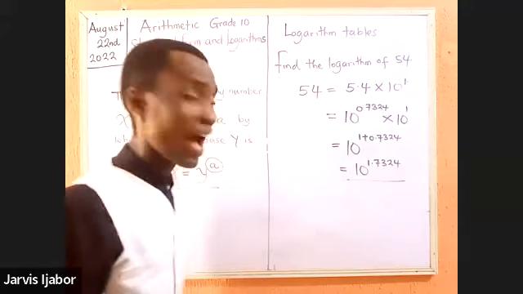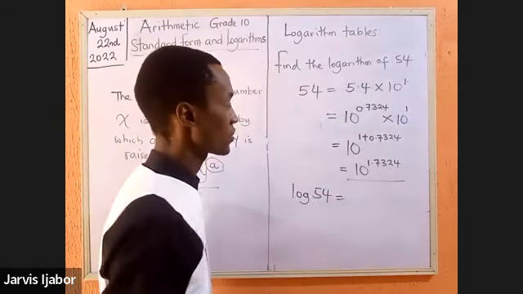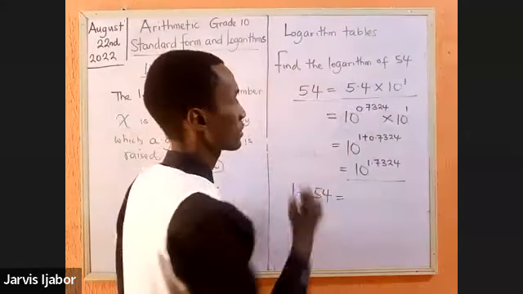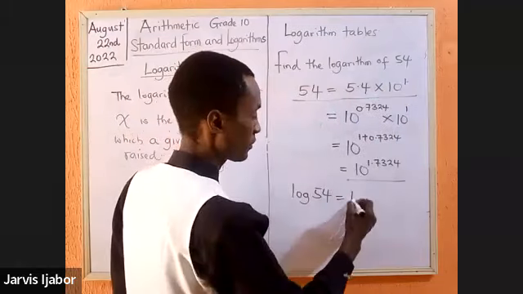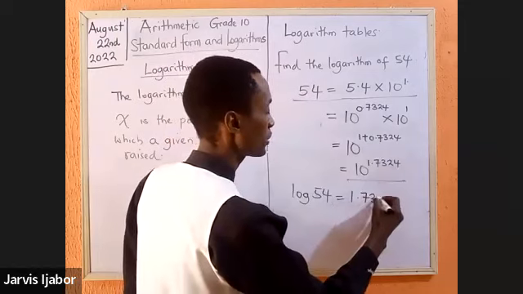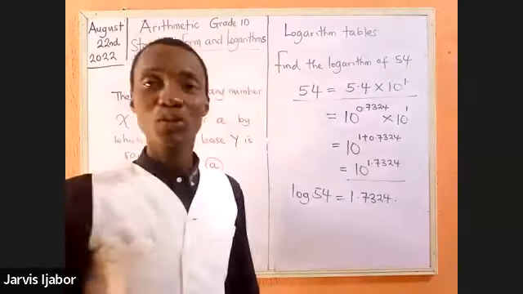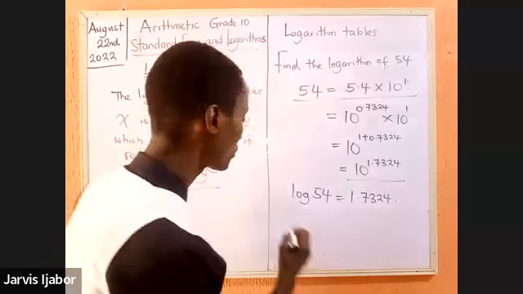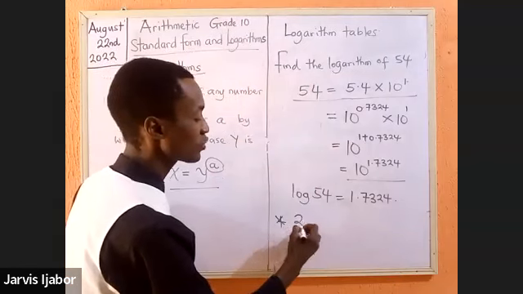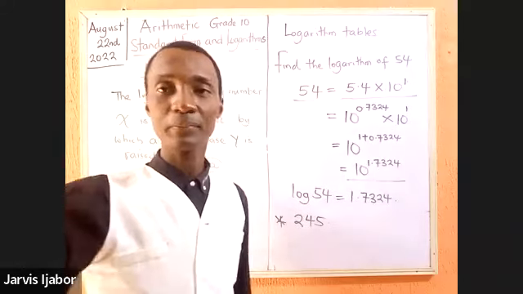Another format you can have is that the log of 54 will be equal to what? Once you've written out the standard form, you must do this line first. What is this? 1 point. Use your logarithm table. You find this one now, that will be 7324. All right, so that will now be the answer to that question. I'll give you one to do. Find for me the log of, let's say, 245. Let's see how you cope with that.